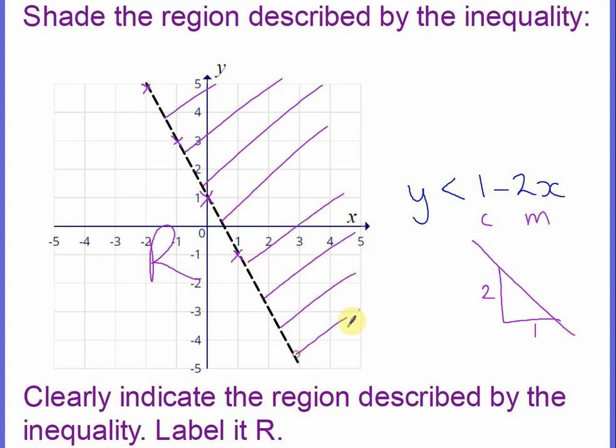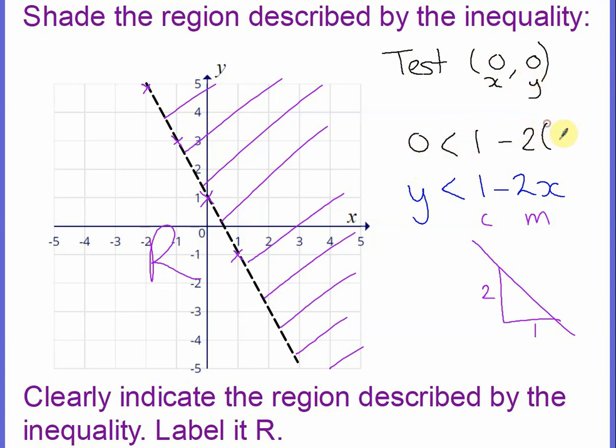Now, if you're a little bit unsure about that method, here's another one you can do. So you just test a point. Now, I would always test something with 0 in, because it's just easier to sub in. So I'm thinking (0, 0) is in, so let's test it. Remember, this is the x, this is the y, so we're saying 0 is less than 1 minus 2 zeros. Well, that's true, isn't it? Because 0 is less than 1, so this is the region that we want, so we've crossed off the correct side.